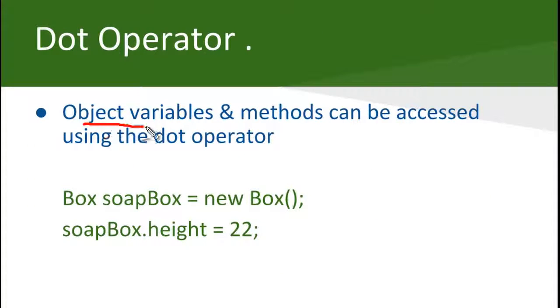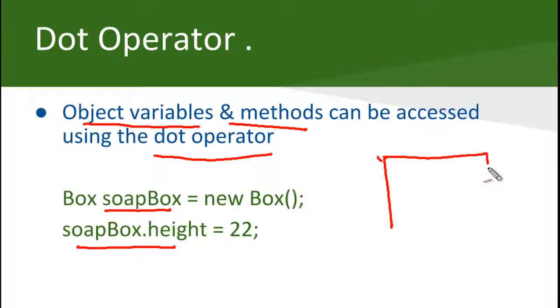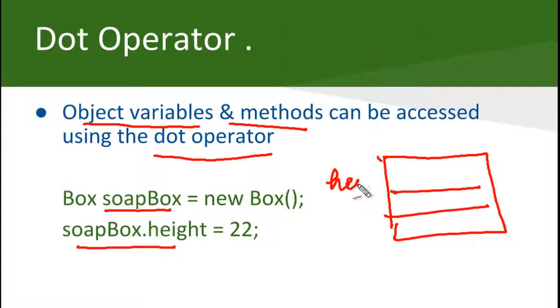Now we want to access the object variables and methods. Suppose we have a soapbox and we need to specify the height of it. We do that using the dot operator. So when we write soapbox.height equals 22, the instance variable height will get the value 22. That is done using the dot operator, and this is how we access the variables.